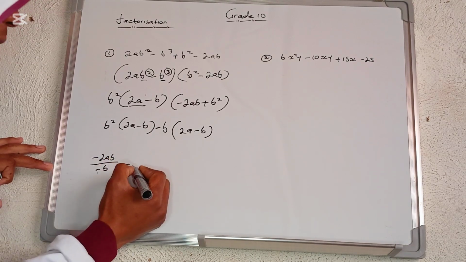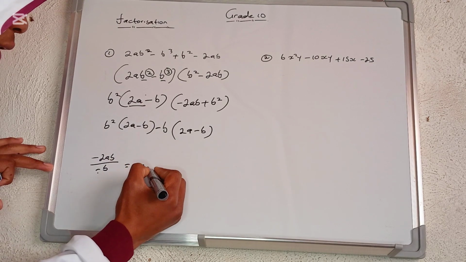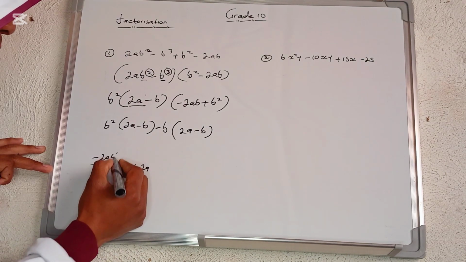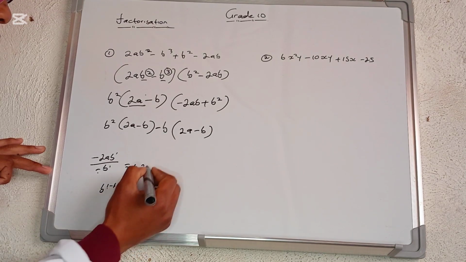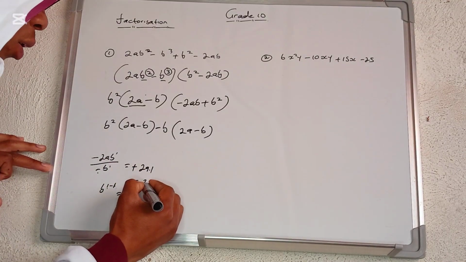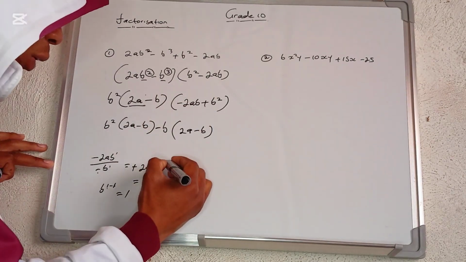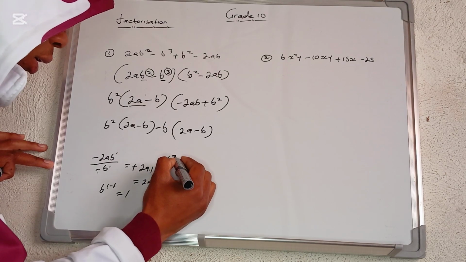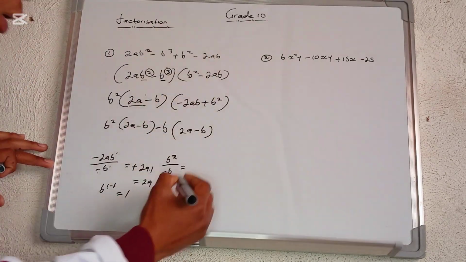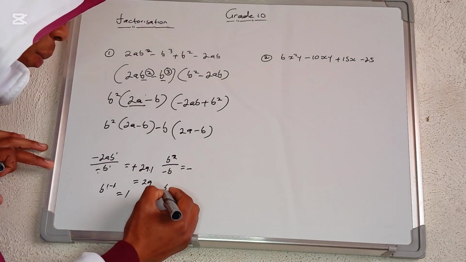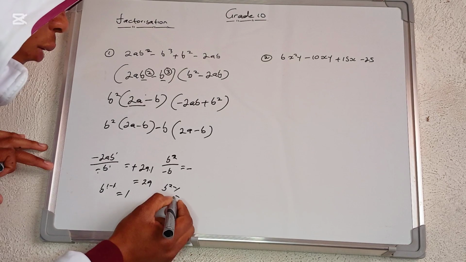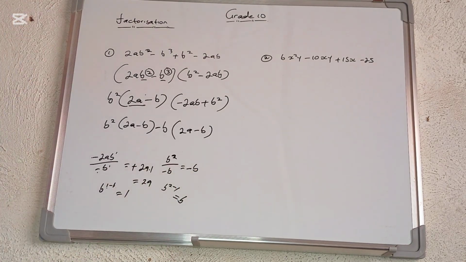A negative divided by a negative is a positive, and then 2a is 2a, and then b, 1 minus 1 is equal to what? It is equal to 1. So this one is equal to 2a; we multiply by 1, whereby we have positive 2a. Then the positive b squared we divide by a negative b, which makes it a negative, and then b squared divided by b, we subtract the 1 here, and we are left with b.